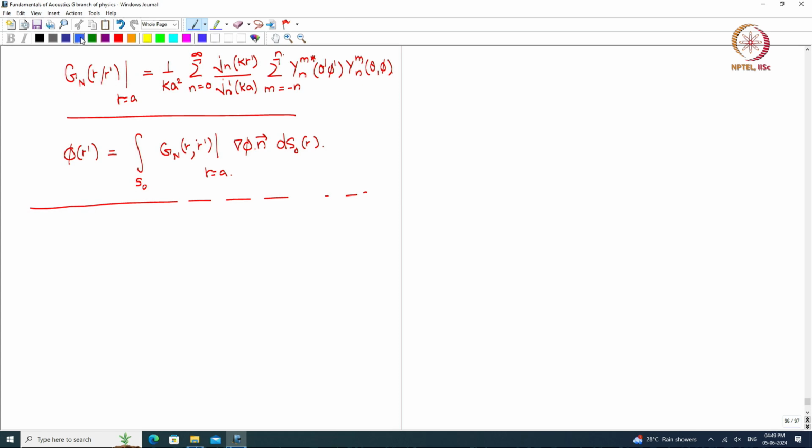Welcome to this next lecture on acoustics. In the last class we derived the interior Neumann Green function. Today we will do the interior Dirichlet Green function.